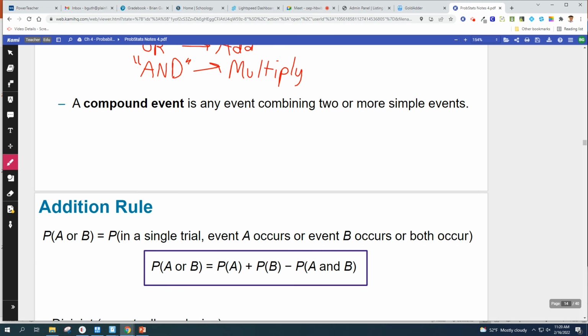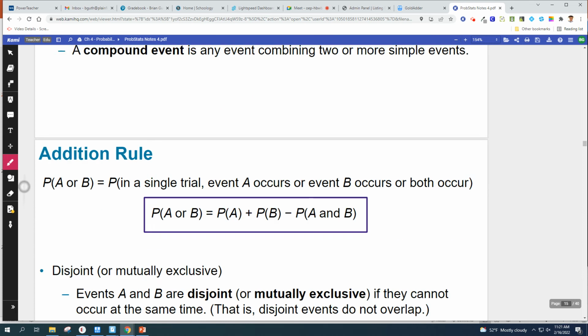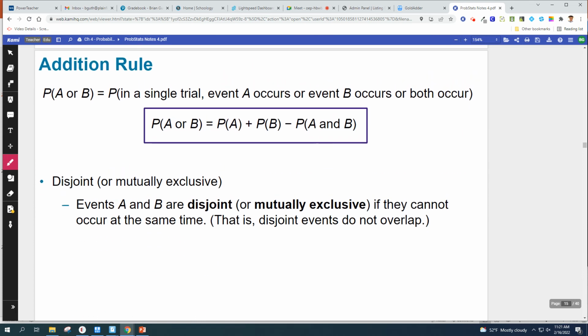A compound event is any event combining two or more simple events, like A and B, A or B, something like that. The addition rule is the probability of A or B. Sometimes you'll see different symbology used in different textbooks. It looks like a letter U, kind of, for union. Some of you may remember that from a different class. I've had textbooks use kind of a V shape. I've had textbooks use a squared off one like that. All three of those symbols mean or. I think this book is going to use the word or. That's what I've seen so far anyway.